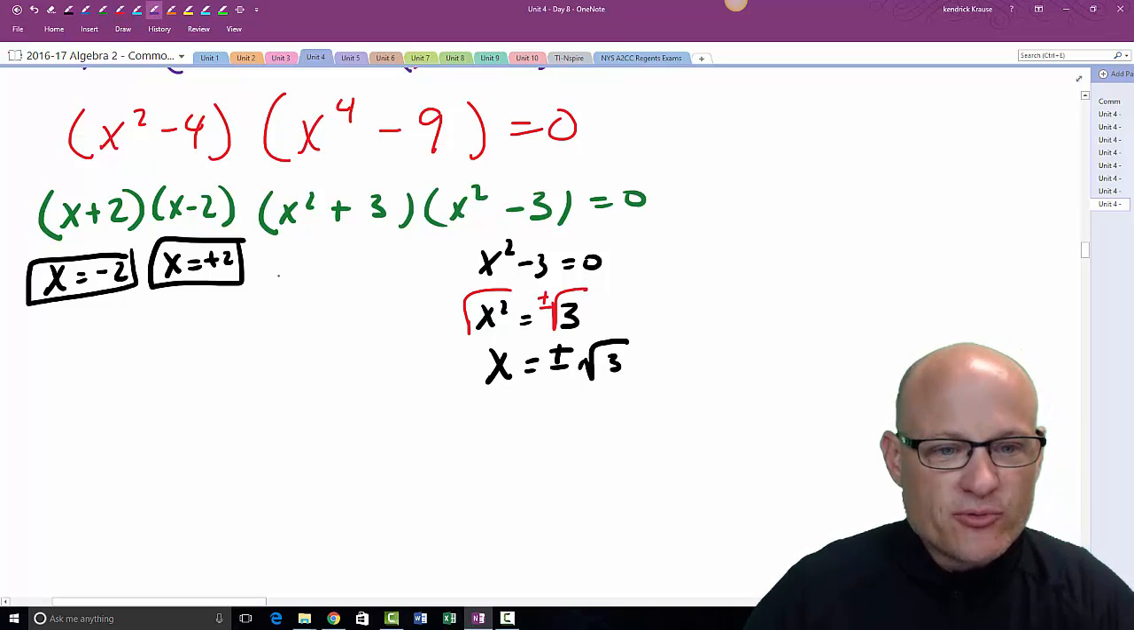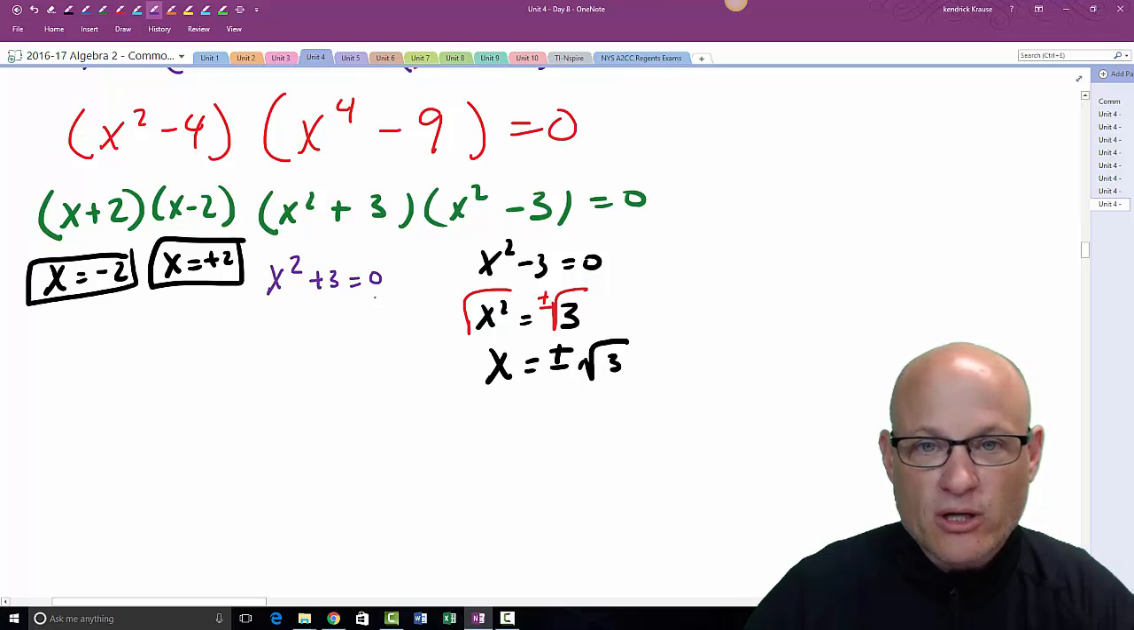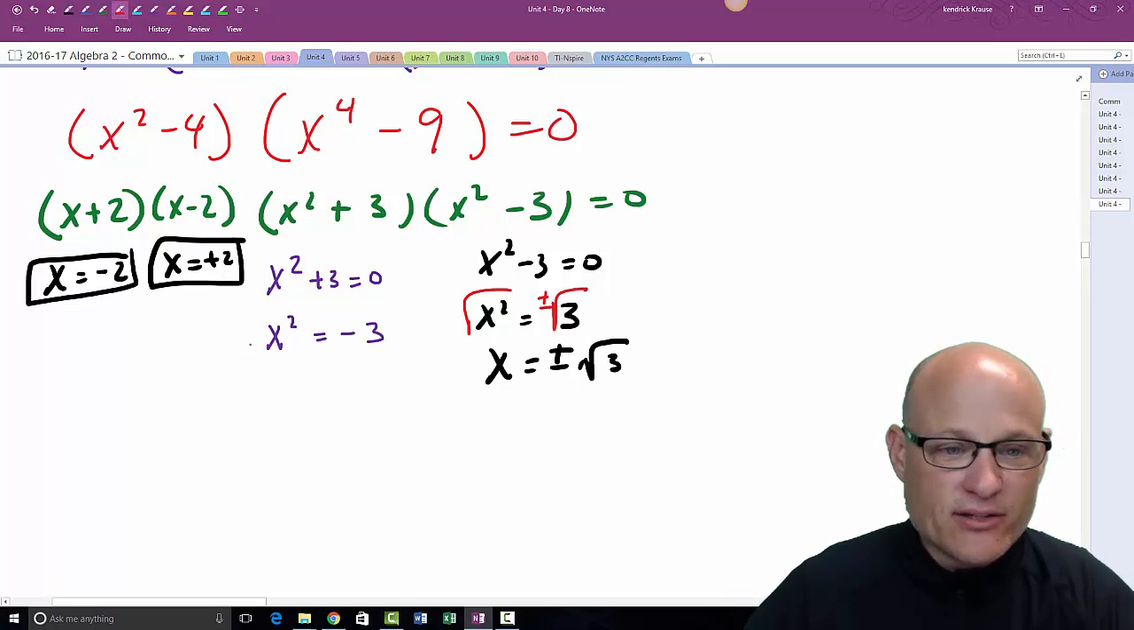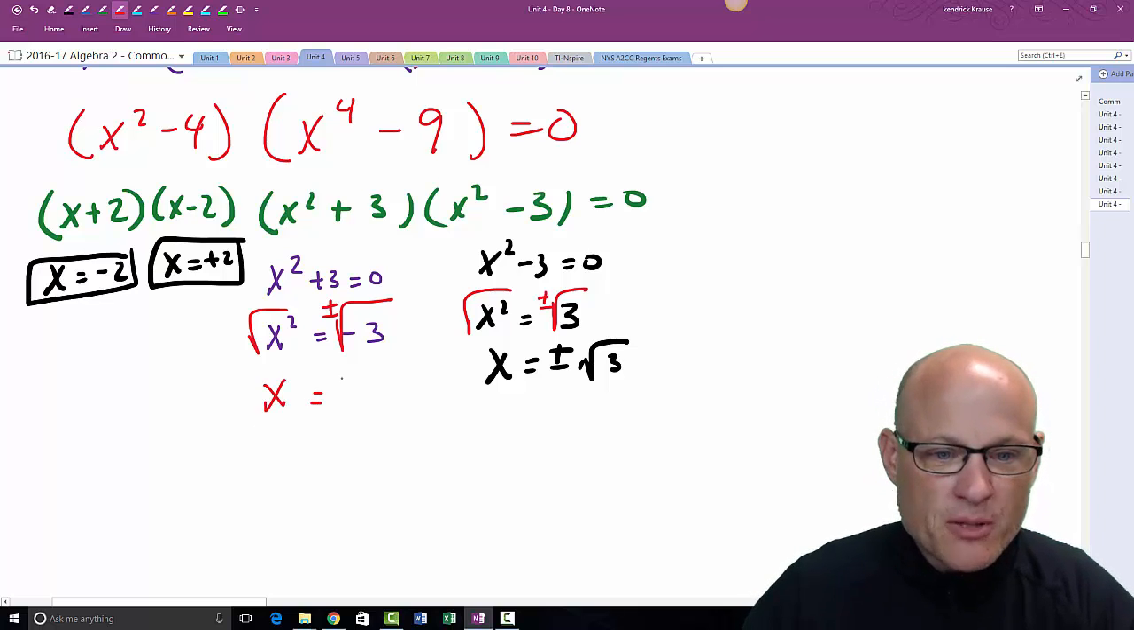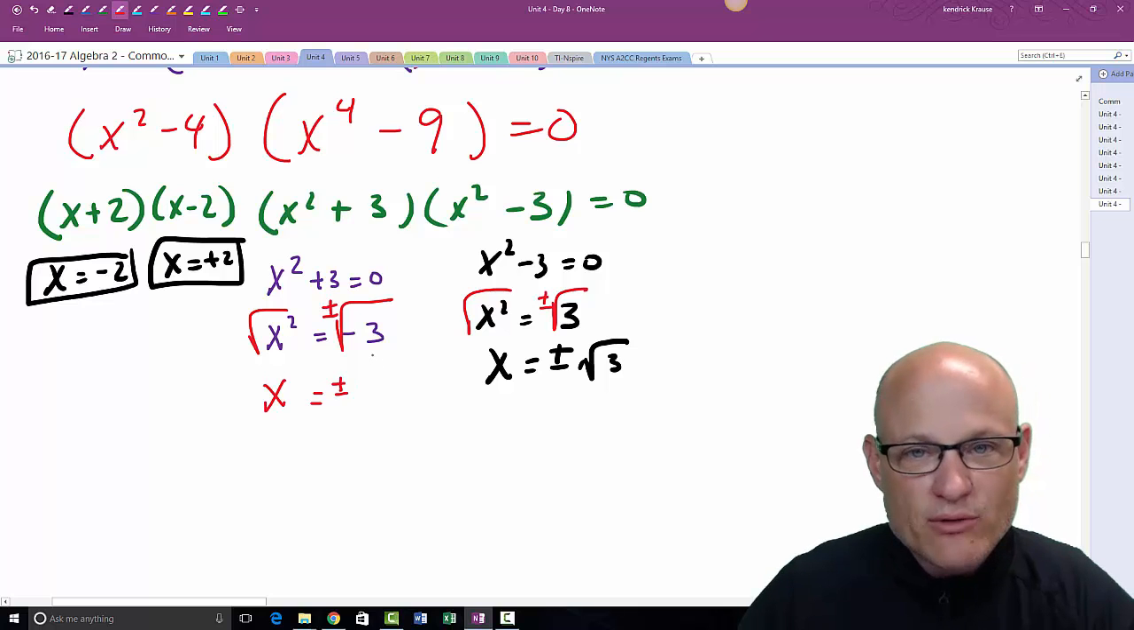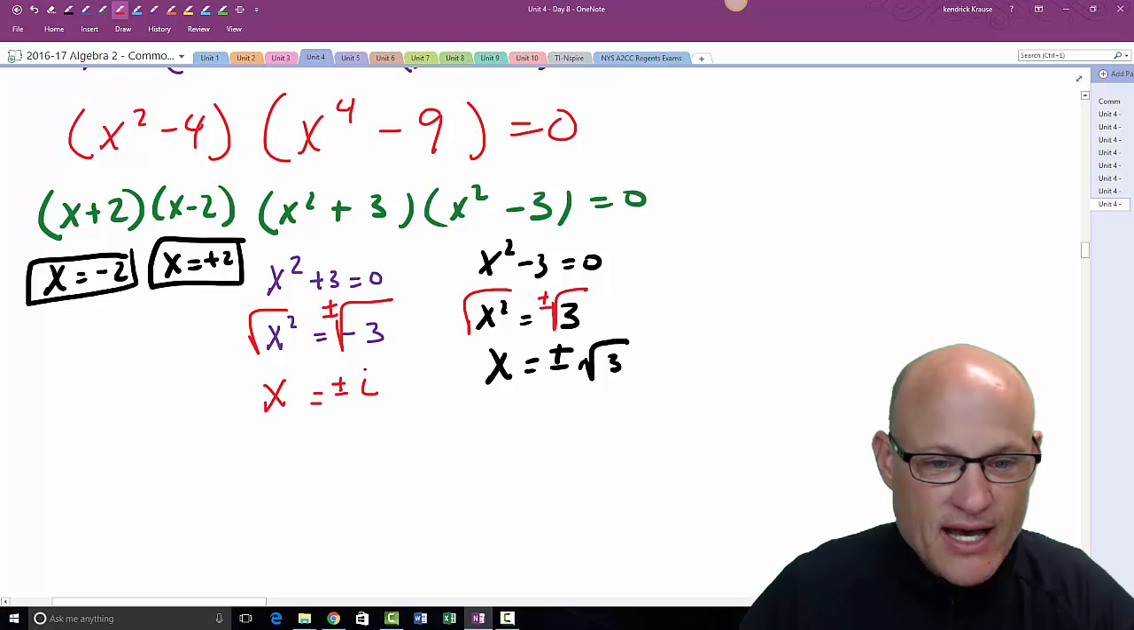All right, let's try this one. So this one is x squared plus 3 equals 0. We're going to bring the 3 over, so we end up with x squared equals negative 3. Come back in, take the square root of both sides. When you take the square root, you put a plus or minus. Gosh, that beat's got some serious rhythm. So x equals plus or minus. Now the square root of a negative, don't forget, is i. So this is i radical 3.